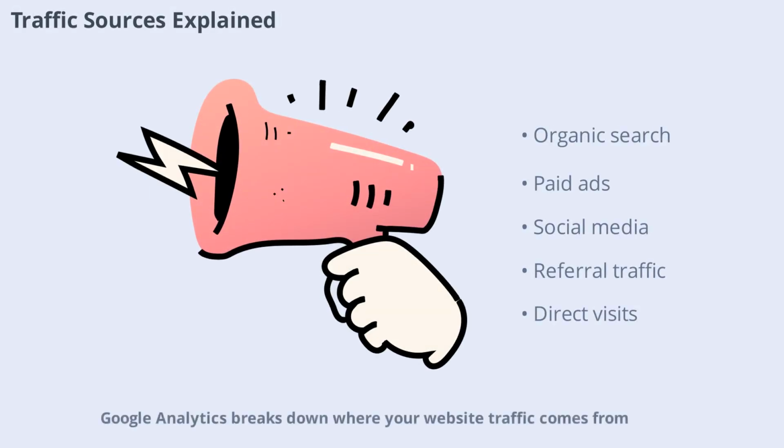Google Analytics breaks down where your website traffic comes from. This includes organic search, paid ads, social media referrals, and direct visits. Understanding these sources is essential for small businesses to allocate marketing resources effectively. By monitoring traffic sources, you can see which channels drive the most visitors and conversions, helping you refine your marketing strategies for maximum impact.